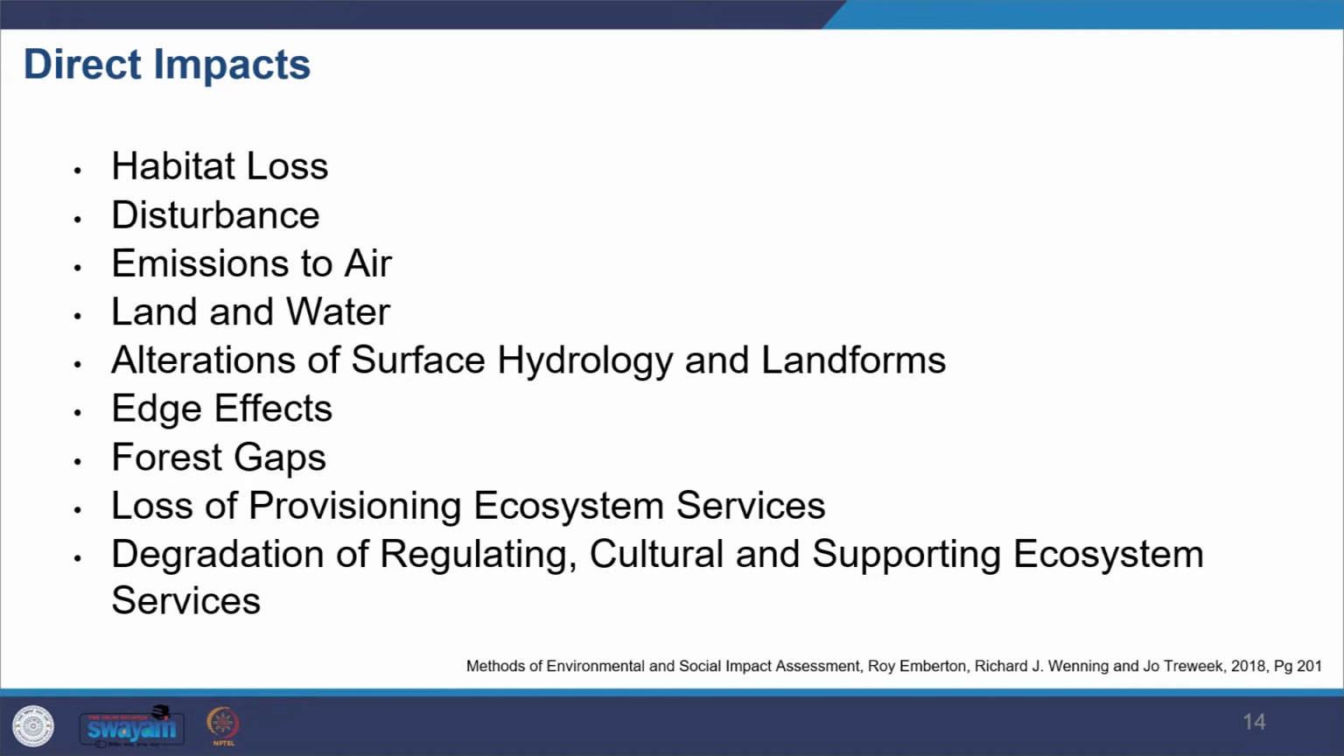and then there can be forest gaps. There can be discontinuity in the forest areas, and then there can be loss of provisioning ecosystem services. If you remember, we have studied ecosystem services, so whatever provisions are there, there can be loss and reduction in those. And then even there can be a limitation in how much you are able to access those ecosystem services. And then those services like the regulating services, cultural services, and supporting ecosystem services. So these can be direct impacts.